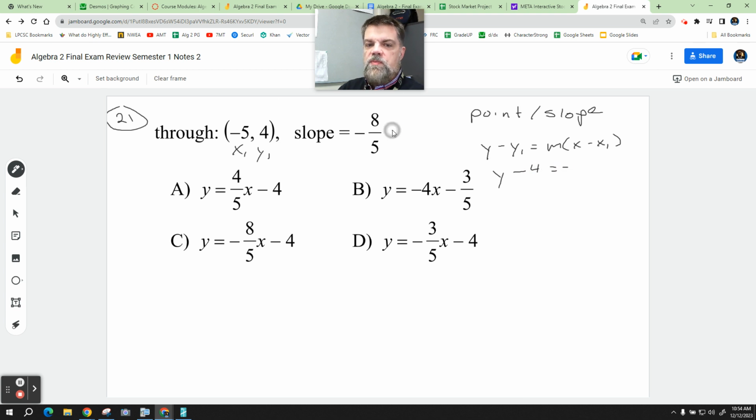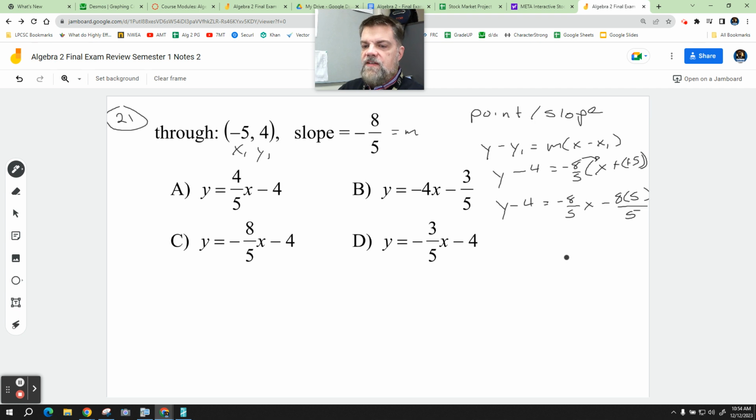which is, remember, slope is m, negative 8/5 times x minus negative 5. Remember, when you minus a minus, it becomes a plus. So I get y minus 4 is equal to negative 8/5 x. And then negative 8/5 times 5, so we're going to say minus, and I'm going to say 8 times 5. That's a positive 5 all over 5.